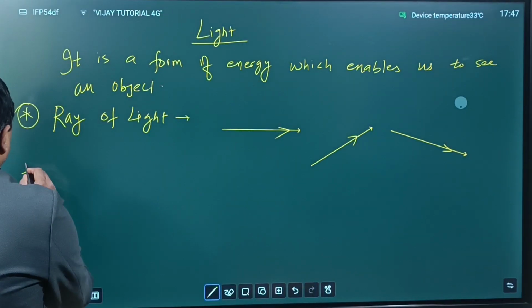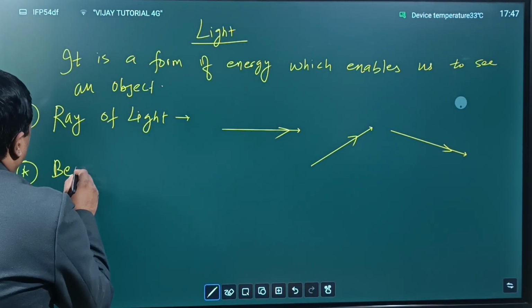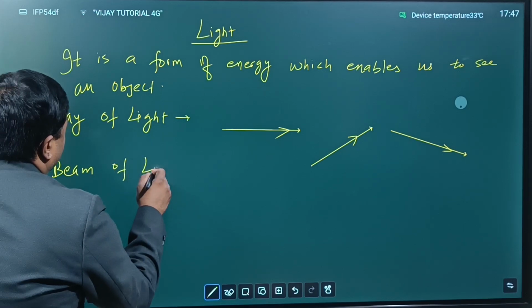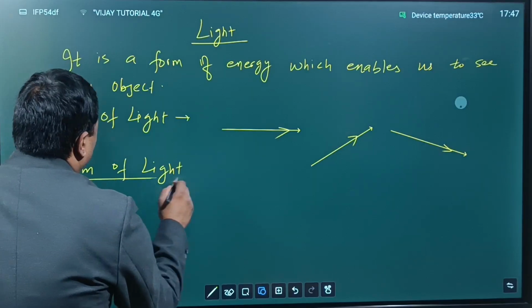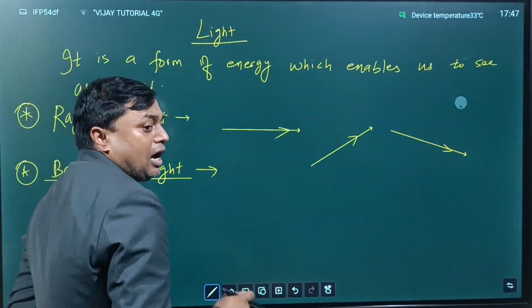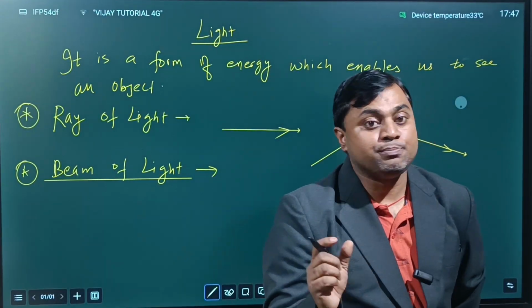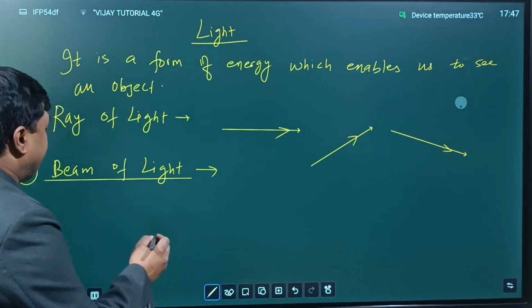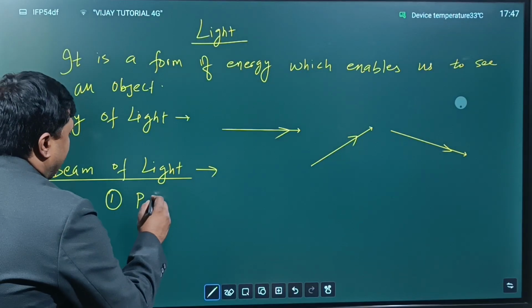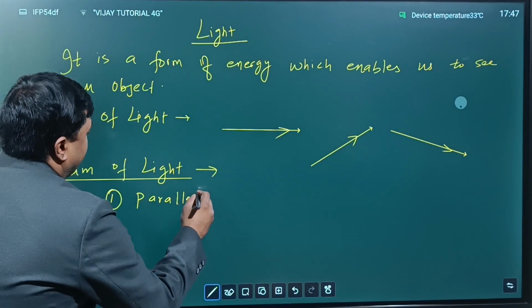Okay, next we talk about a beam of light. What is a beam of light? A beam of light is a group of light rays. A group of light rays is called a beam of light. So there are three types of beam of light. One is the parallel beam of light.